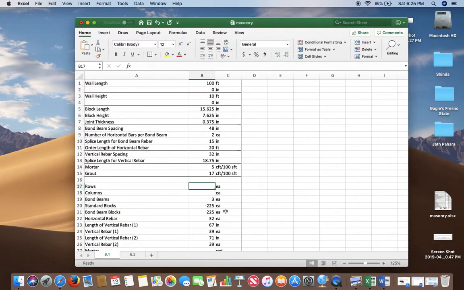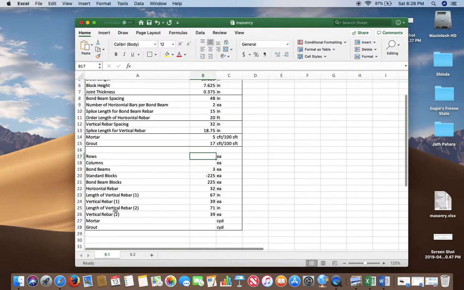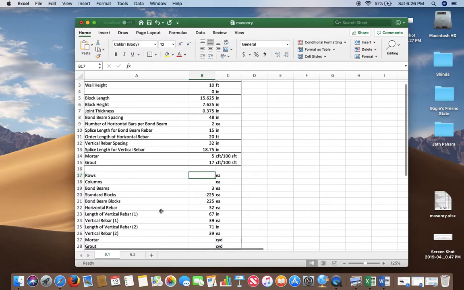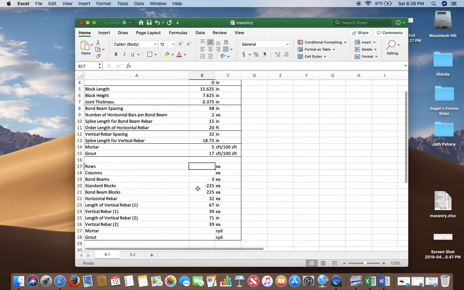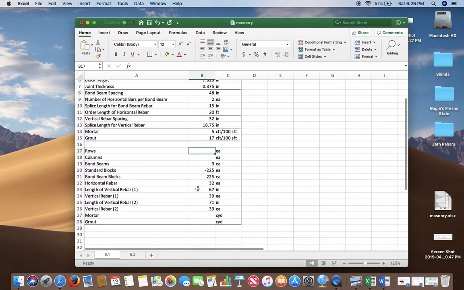Here's my Excel sheet. From 1 through 15, this is given data which we will be using to figure out 17 through 28. I've already figured out some of them, most of them. There's a few. I'll just show you guys a couple examples. It's pretty straightforward. It's just plugging in formulas.